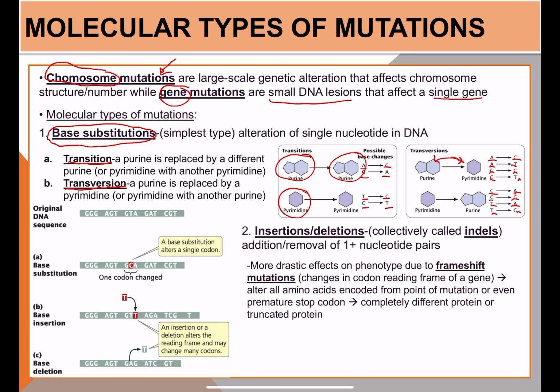Now, the second molecular type of mutation is called insertions and/or deletions. So they are collectively called indels, because in stands for insertion, del stands for deletion. So when you're either adding one or more nucleotides, insertion, or removing one or more nucleotides, deletion. Okay, this type of mutation is usually more detrimental in consequence than base mutations because it causes what's called frame shift mutations.